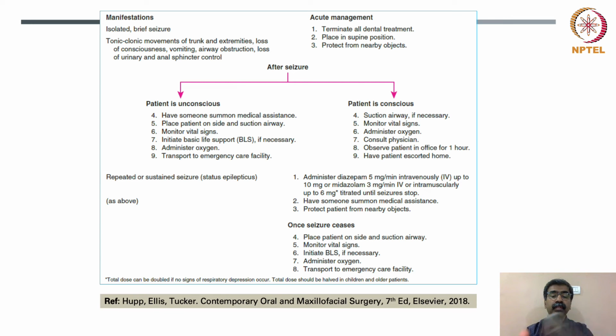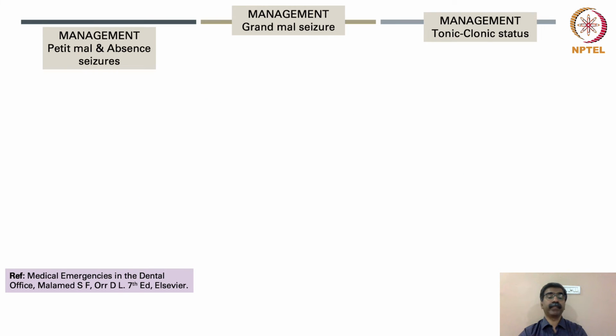As I have already mentioned before, you can administer diazepam 5 milligrams per minute intravenously, up to 10 milligrams, or midazolam 3 milligrams per minute IV or intramuscularly, up to 6 milligrams, titrated until seizures stop. You have someone for medical assistance and protect the patient from nearby objects. And once the seizure ceases, place the patient on their side and suction the airway, monitor vital signs, initiate BLS if necessary, administer oxygen, and transport to the emergency care facility.